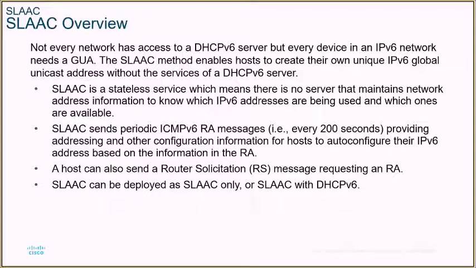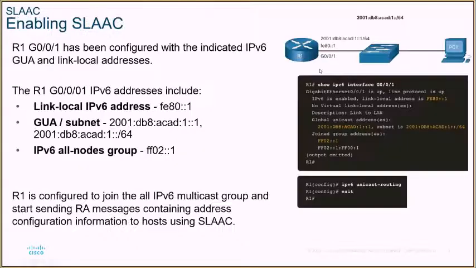And so SLAAC can be completely stateless, or you can get that other information from a DHCP server. Okay, so how do we enable SLAAC? Basically, of course, you need to have a router with an address. You can set a link local address as well, and we have the global unicast address as well. The IPv6 all nodes group, of course, is that multicast address there.